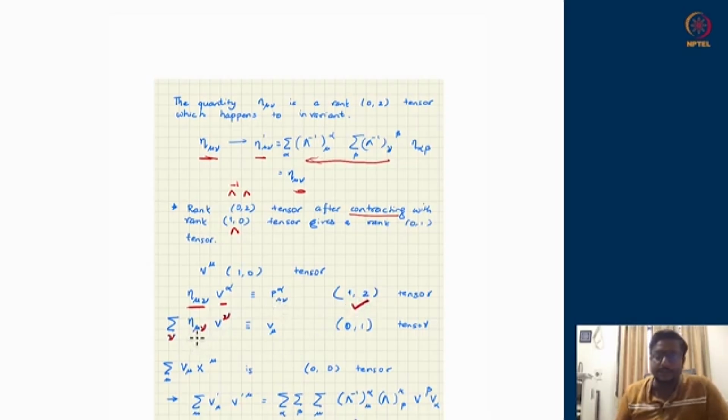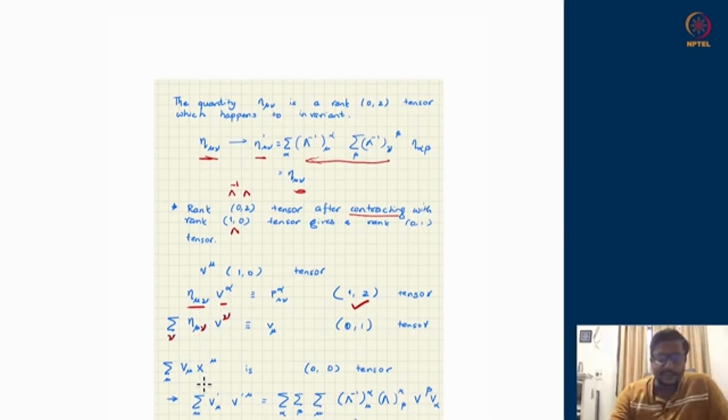But instead of putting them side by side, I contract their indices. Then I lose one pair of lambda inverse and lambda, and the resultant thing will transform with only 1 lambda inverse. It has 2 lambda inverses and 1 lambda, so these two got cancelled out under contraction. The resultant thing is transforming only with 1 lambda inverse. Therefore, the resultant quantity will be a rank 0-1 tensor.